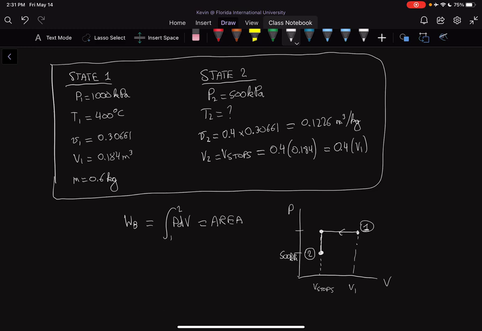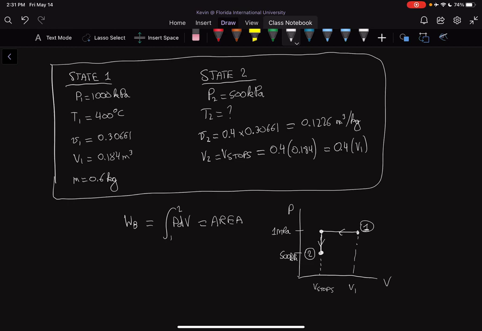And this is 1 megapascal or 1000 kilopascals. Okay, so up until we reach the stops, the pressure did not change. Once we reach the stops, the pressure started going down. So this would be our PV diagram.